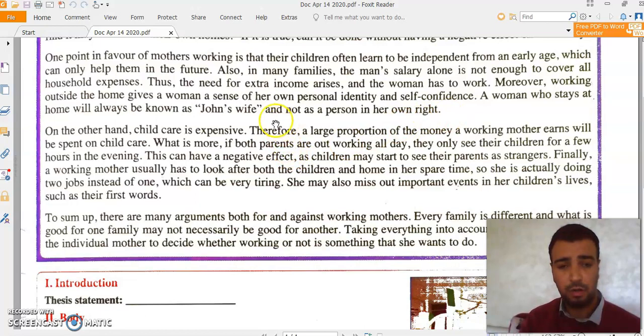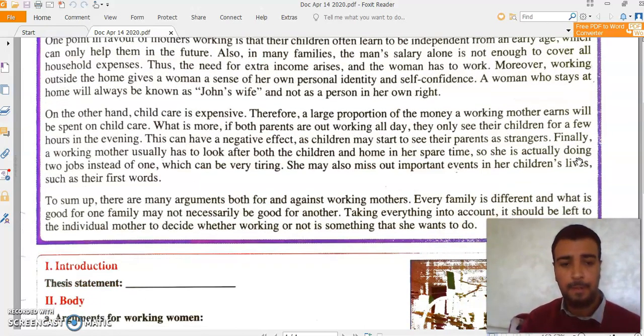For the next one, therefore, conclusion, what is more, addition. Finally, this is addition as well, or listing, if you still remember the listing, first, second, third, or to begin with, also, finally. All right.